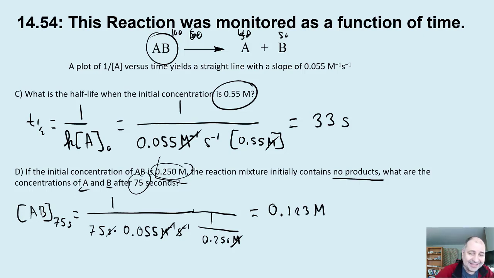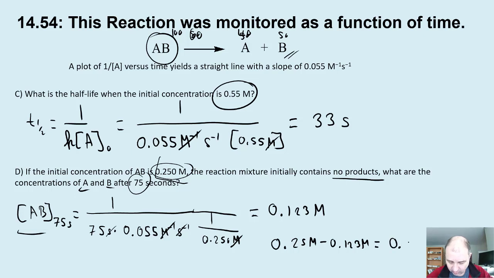and so we end up with a concentration of 0.123 M, but that is the concentration of AB, and we want to know the concentration of A and B, so we have to subtract 0.25 M minus 0.123 M, which is equal to 0.13 M, and that is the concentration of A and B because they are in a 1-to-1 ratio. So for every 1 mole decomposed of AB, we get 1 mole of A and 1 mole of B.